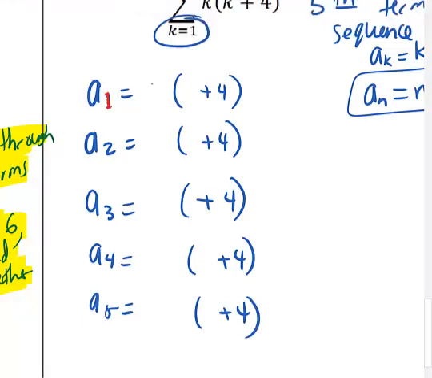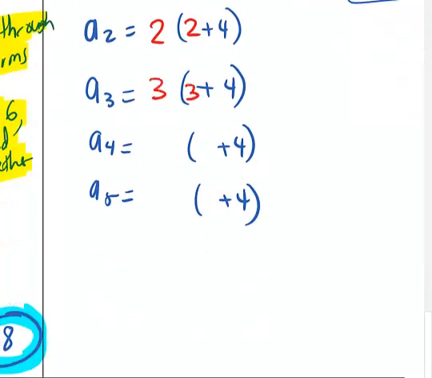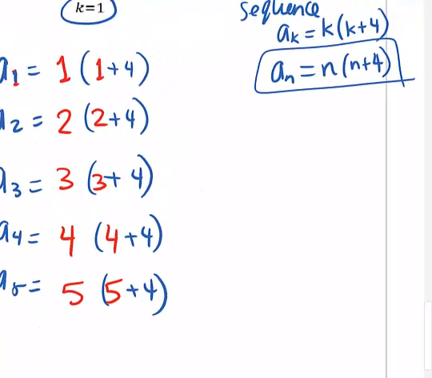So it'll be 1 times 1 plus 4. And then it's a 2. 2 times 2 plus 4. And then 3 times 3 plus 4. 4 times 4 plus 4, 5 times 5 plus 4. And I'll simplify each one of those.